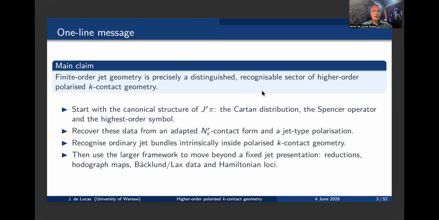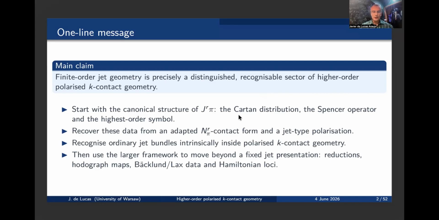The thing is that these results allow us to do a lot of things by means of K-contact geometry. Essentially, as far as I noticed, many methods I will describe can be recovered by means of K-contact geometry. The first thing I will show you is that we can recover the Cartan distribution of finite-order jet manifolds as a so-called K-contact distribution.